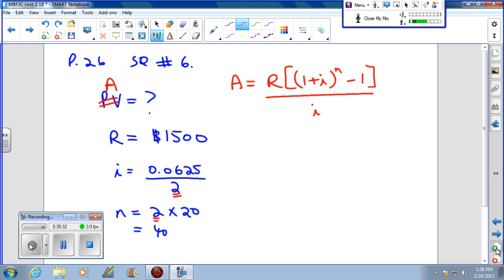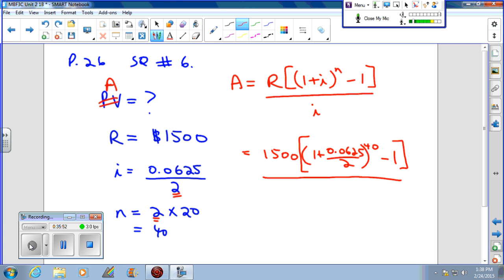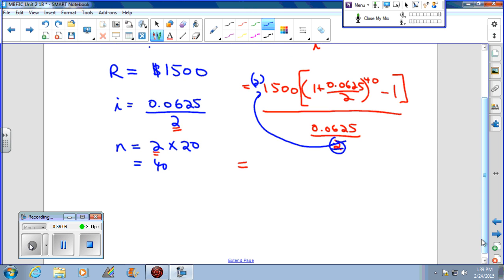So let's try this. She wants $1,500, and it's 1 plus 0.0625 over 2 to the power 40 minus 1. This seems like it's going to be a little easier to calculate, over i, which is 0.0625 over 2. Now, you know that my method is to take that 2 and just move it like that; mathematically you're allowed to do that. But I'm going to solve the inside first.